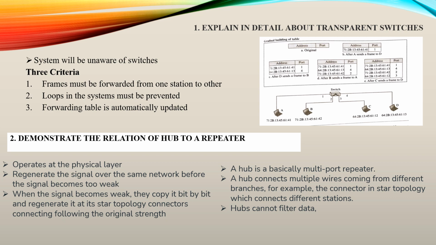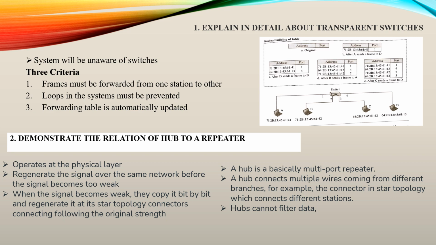Next question, demonstrate the relation of a hub to a repeater. We all know that a hub is nothing but a multi-port repeater. So what is a repeater? It operates at the lowest layer, the physical layer. Electromagnetic signals are used here, and the repeater regenerates the signal on the same network, because the signal may become weak as we are handling wireless LANs. So before it gets weak, the repeater regenerates the signal.